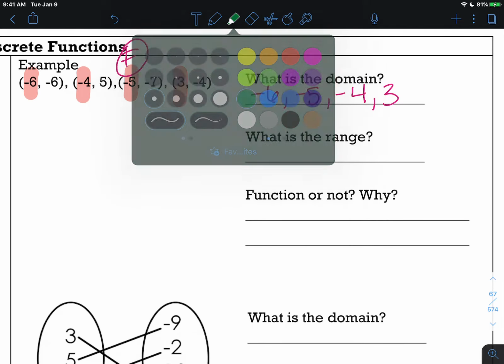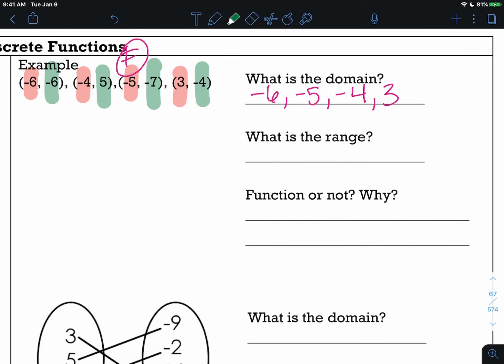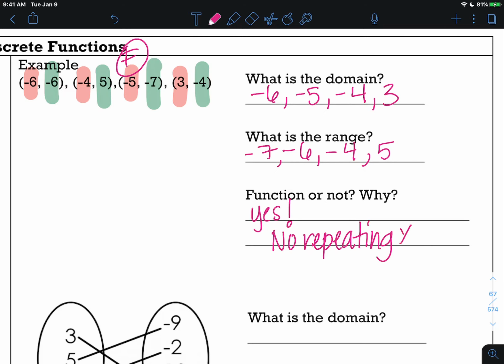All right, now they're asking, what's your range? Well, that's all the y guys. Okay, so let me go ahead and write those down in order from smallest to biggest. -6, -4, +5. Whoops, and forgot my -7. Let me go ahead and do that as well. And I got all of my range. Is this a function? Yes, it is. No repeating x's. X only has one friend in every single one of these pairs. So I don't see, for example, -6 anywhere else. I don't see two -4s in the x spot.